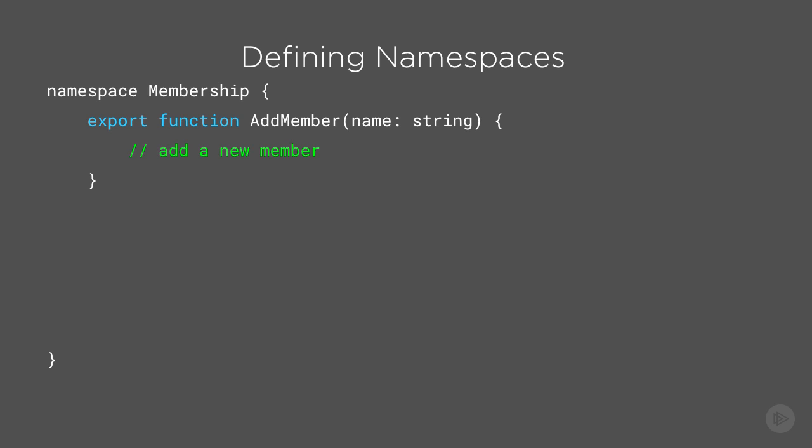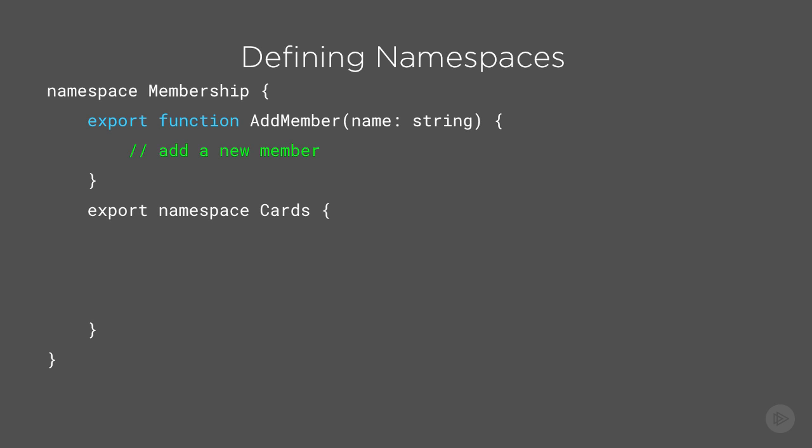Here I've defined a new function named addMember. I expose it on the namespace by putting the export keyword in front of the function definition. Consumers of the function can then access it through the namespace using dot notation.